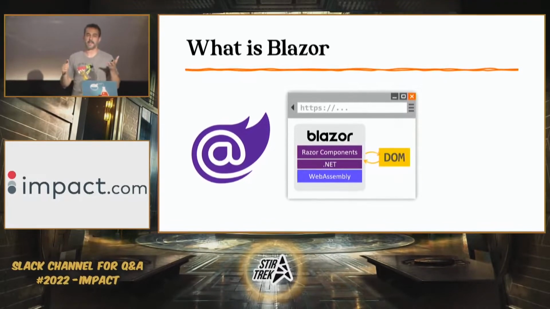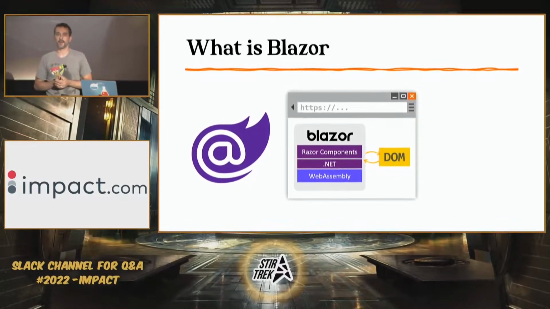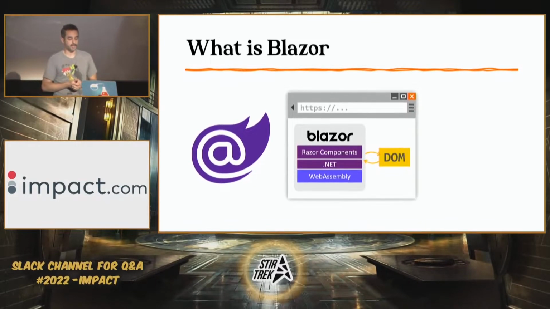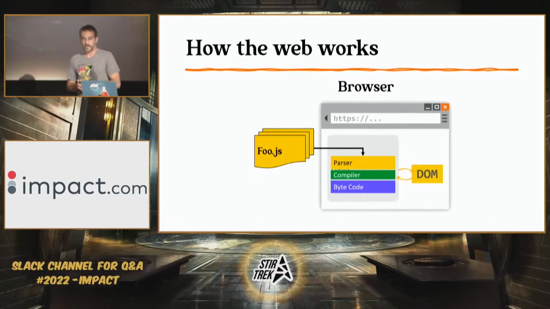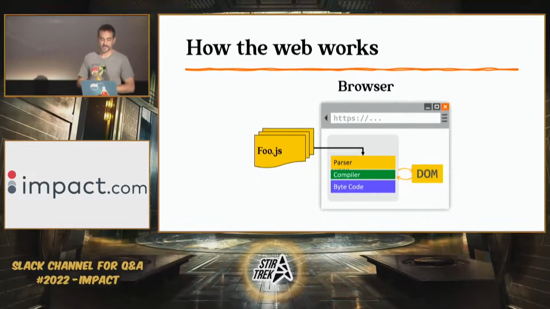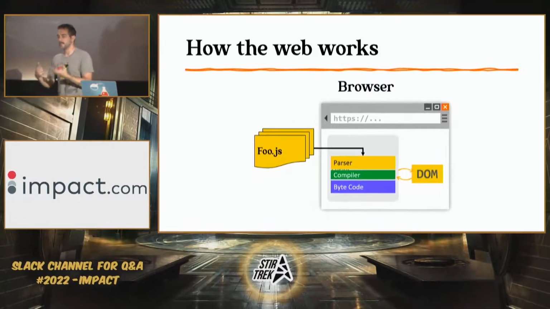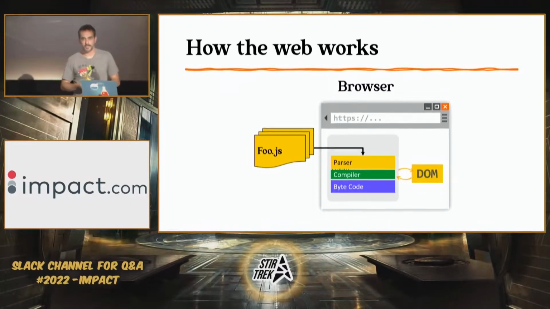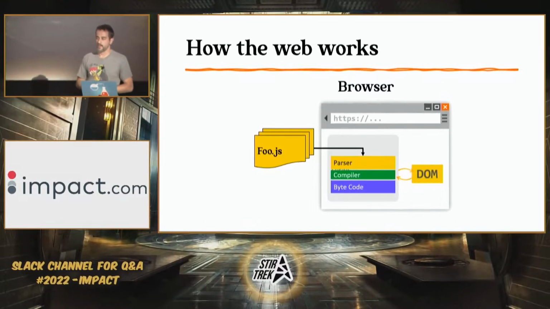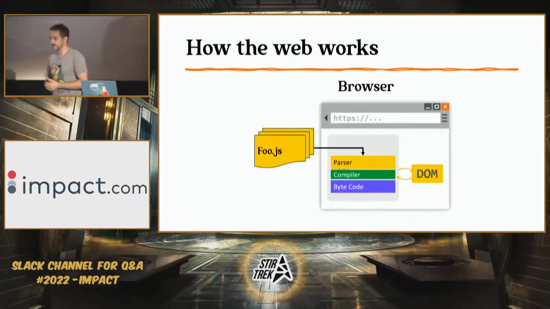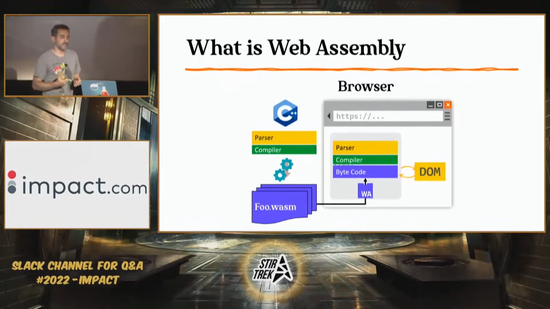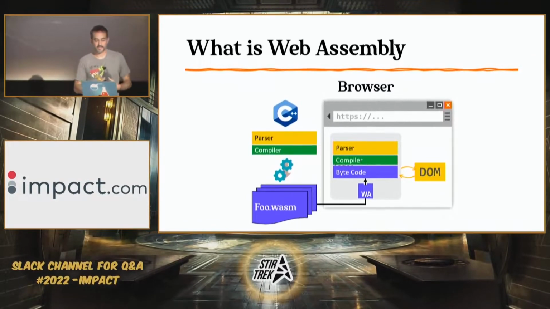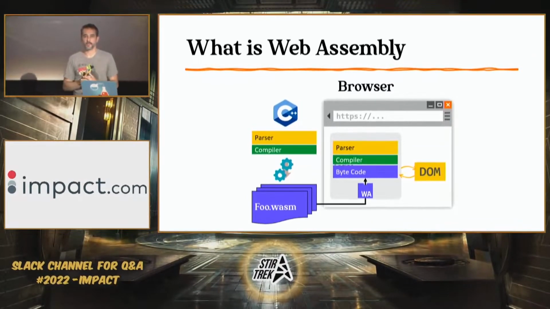So Blazor is a single-page application framework by Microsoft that runs .NET. And in a normal web browser, we typically use JavaScript. And that JavaScript gets parsed, compiled, turned into an abstract syntax tree. All of that stuff eventually ends up as bytecode. And that bytecode interacts with the DOM calling APIs in the browser.